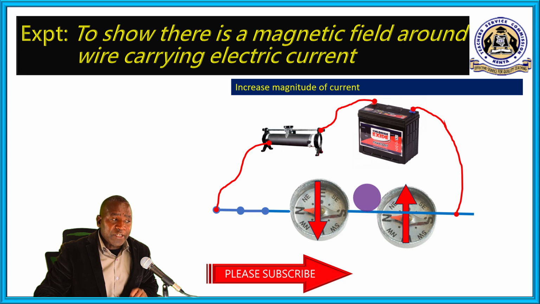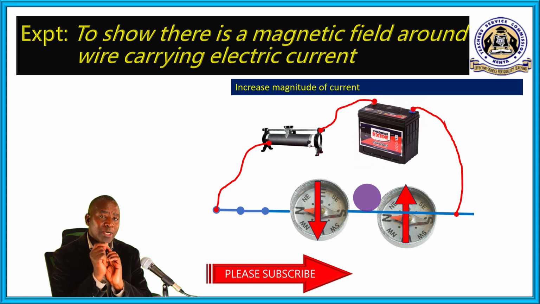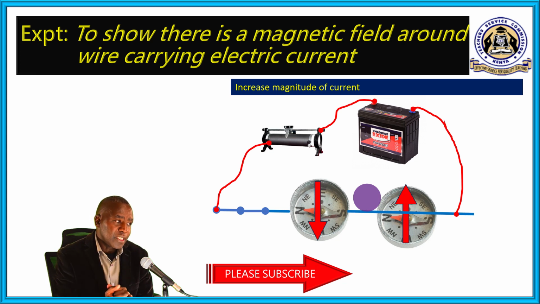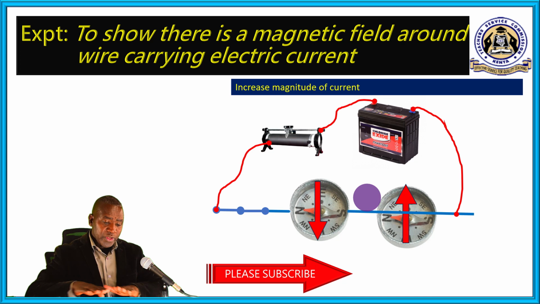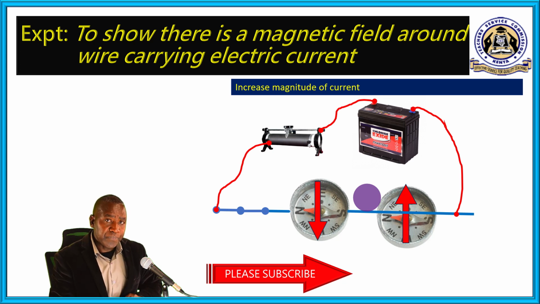The second thing that I want you to observe is that the magnetic compass above the wire points downwards, while the one below the wire points upwards. At least for the screen, that is what we are going to have. But if you're doing the experiment on a table, you'll find that the magnetic compass around the wire may point towards you. The one which is below may point away from you. That shows that the direction of the magnetic field above the wire is different from the direction of the magnetic field below the wire. Remember that.